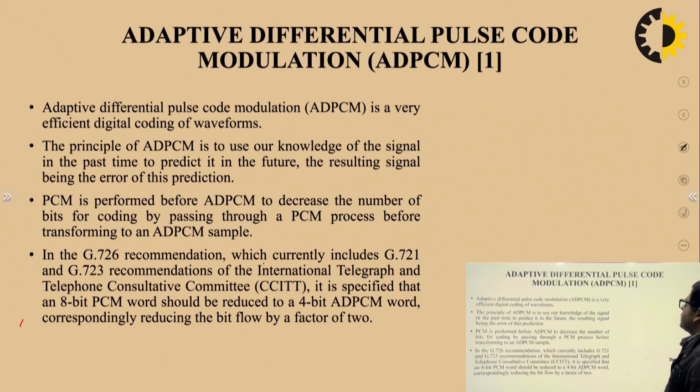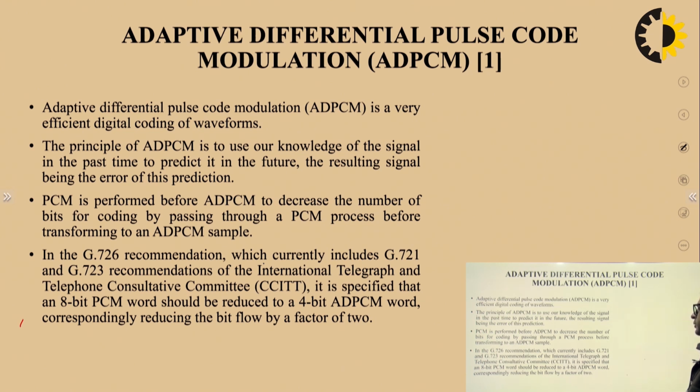Next is adaptive differential pulse code modulation. This is also a very efficient digital coding of waveform. In this adaptive differential pulse code modulation, we utilize the knowledge of the signal in past time to predict it in the future, the resulting signal being the error of this prediction. Basically, in adaptive differential pulse code modulation, pulse code modulation is performed before this, to decrease the number of bits for coding, by passing through a PCM process before transforming to an adaptive differential pulse code modulation sample.